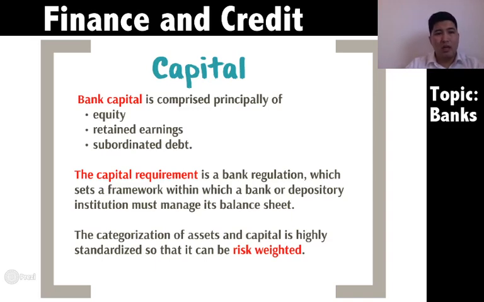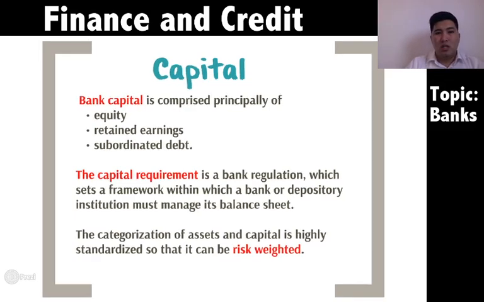Next comes retained earnings. Retained earnings is all the profits that have been accumulated. And the last one is subordinated debt. Subordinated debt means deposits that you received from clients or the loans, credits that you take from other banks or from the central bank.